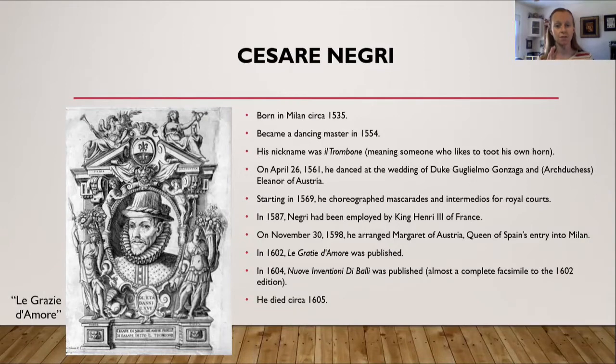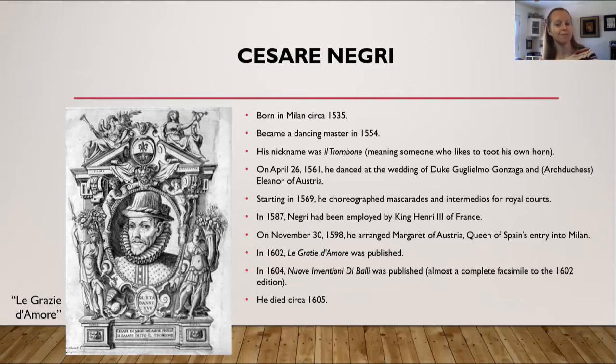On April 26, 1561, he danced at the wedding of Duke Gonzaga and, I put this in parentheses, Archduchess Eleanor of Austria. The reason why I put the parentheses there for Archduchess is that way you are not confused by which Eleanor of Austria was being married here, because there is another Eleanor of Austria that was alive right about this time period. I believe she was born probably 20 years earlier than this Eleanor. Don't quote me on that date. But the other Eleanor of Austria was first Queen of Portugal and then later Queen of, I believe, France. So this is a different Eleanor of Austria, but still part of the Habsburg dynasty.